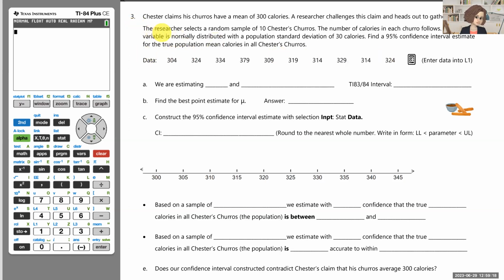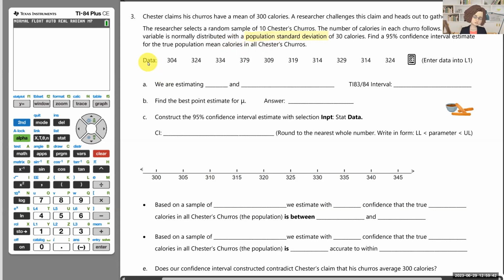We'll assume the variable is normally distributed with a population standard deviation of 30 calories. It'll be important here to note that population standard deviation has been provided. We will be finding a 95% confidence interval estimate for the true population mean calories in all of his churros.